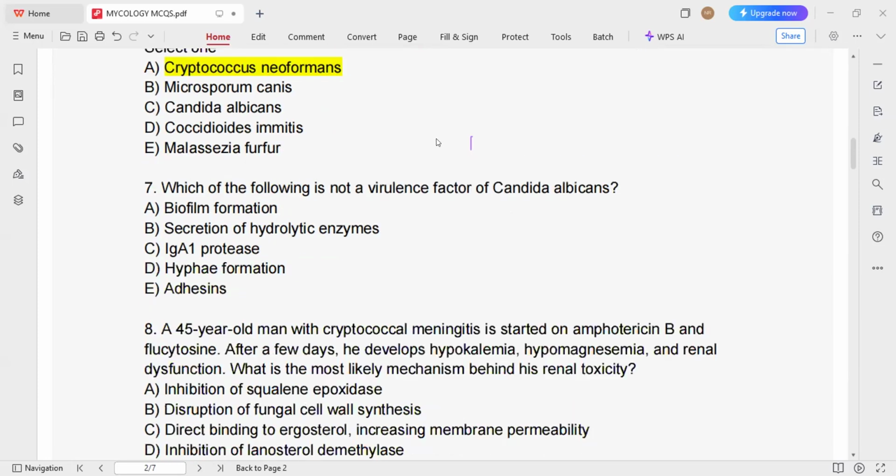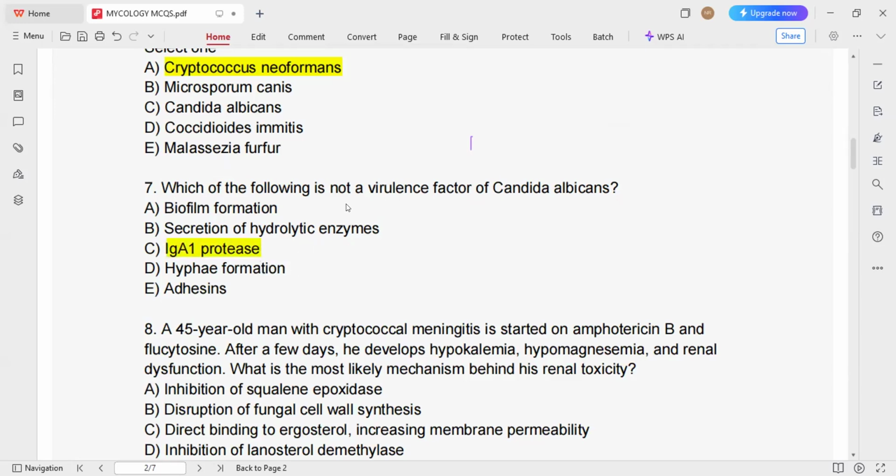Number 7. Which of the following is not a virulence factor of Candida albicans? You guys tell me. How about C? IgA1 protease. Okay, that's correct. Now, let's go through the virulence factors.